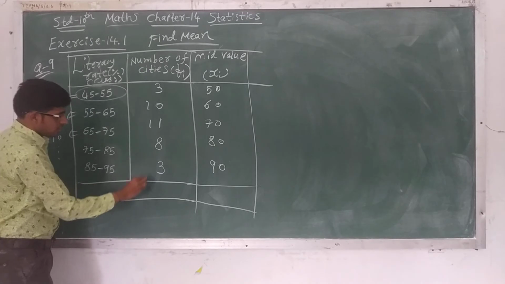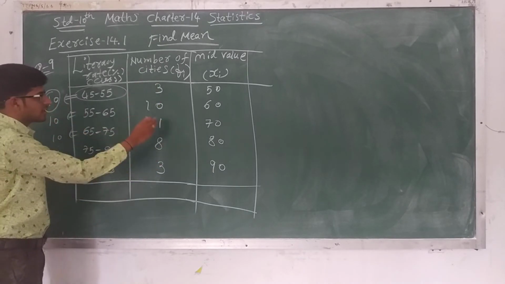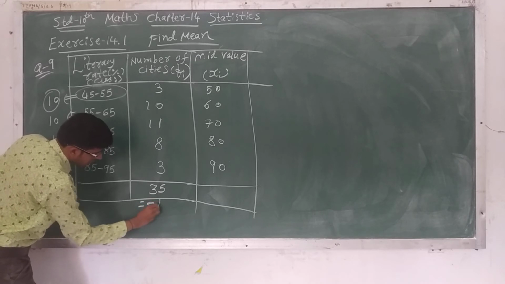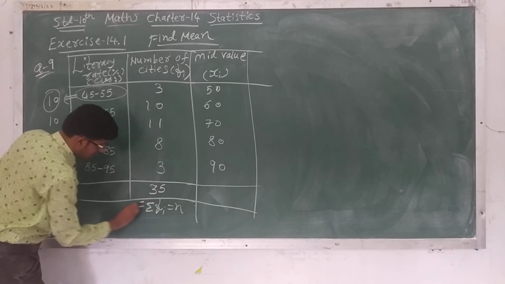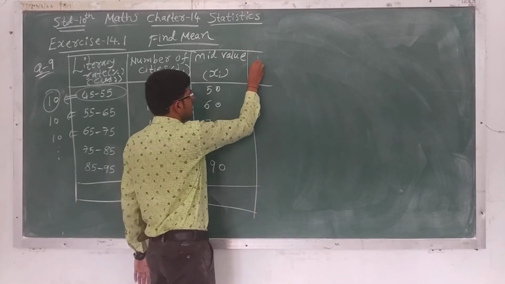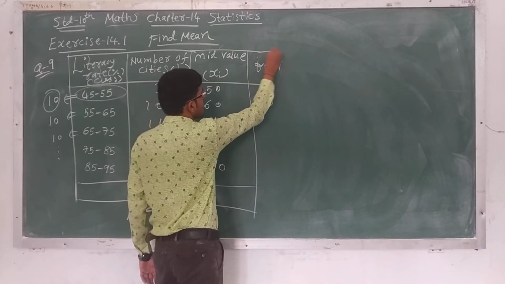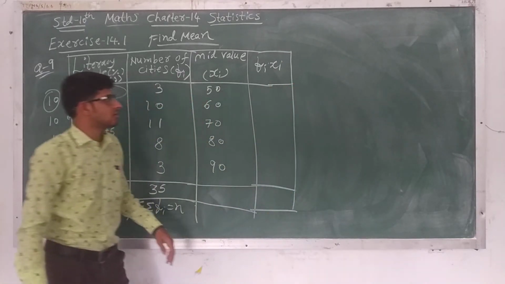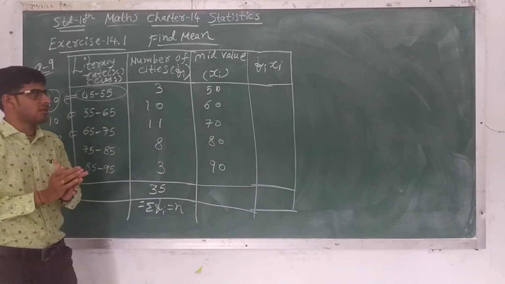Okay. Next, the total number of cities is given as 35. So write down sigma Fi is equal to n. The next column is Fi xi, Fi into xi, because we have to apply the direct method. In the direct method, sigma Fi will be required.